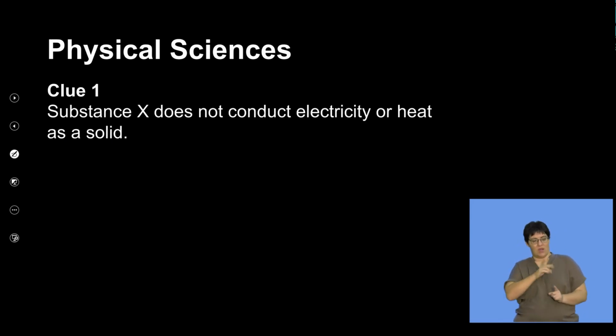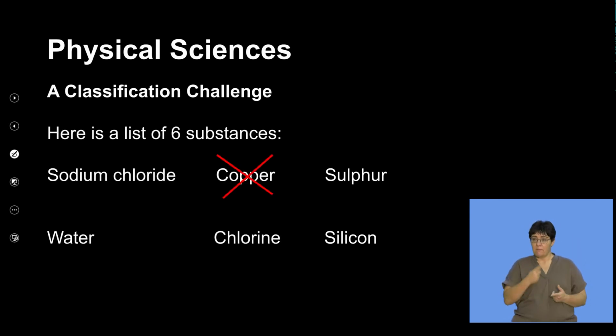So these are some of the physical properties that we need to understand before we can actually identify our substance X. Now, we're told that substance X does not conduct electricity or heat as a solid. What does that tell us? It means it is an insulator. So as a solid, we can take out copper, because copper is actually an electrical conductor. So we've eliminated copper because X does not conduct. Copper does, because copper is a metal, right? Okay.